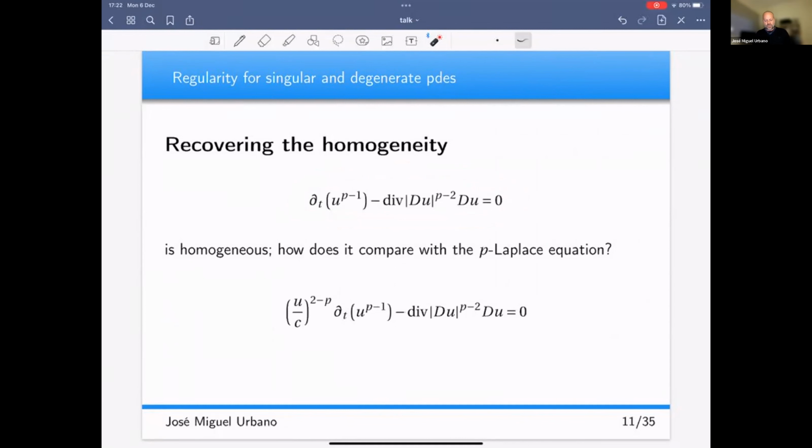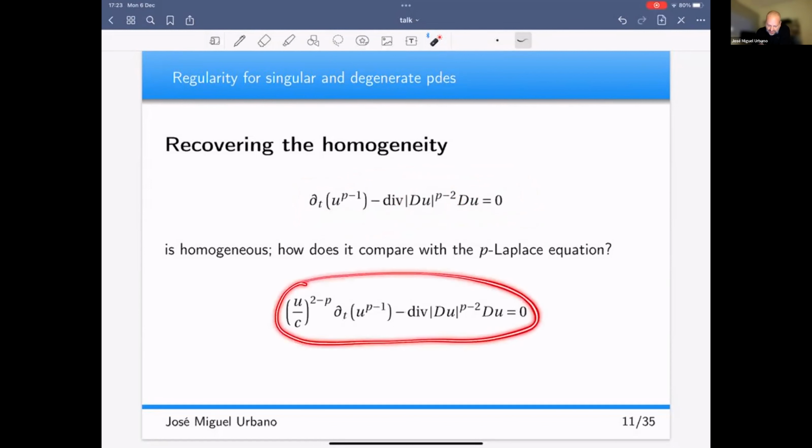Okay, so you see, if you replace here u by lambda u, you get a solution of the equation, right? Because this comes out with lambda to the p minus 1, and here lambda to the p minus 2 plus lambda, which is lambda to the p minus 1. So this equation is homogeneous, so in principle everything should work for this one. How do we compare Schrödinger's equation with the P-Laplace equation?